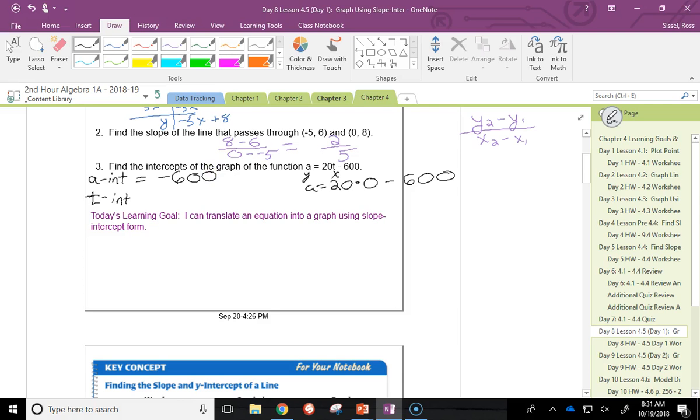So to do t's intercept, I'm going to do the opposite. I'm going to set a to 0. Now this one requires a little bit more work. I'm going to say 0 equals 20t minus 600. I have to get my variables on opposite sides, so I'm going to add 600 to both sides of my equal sign.